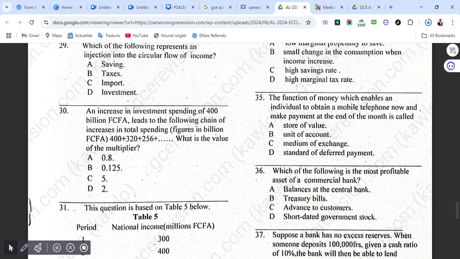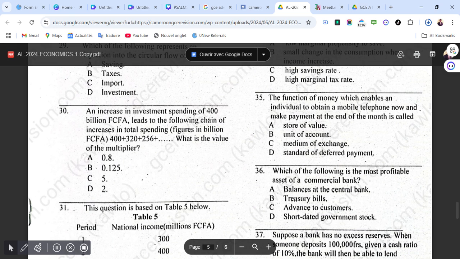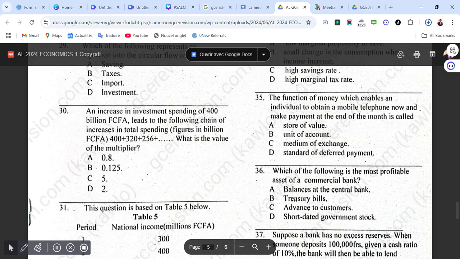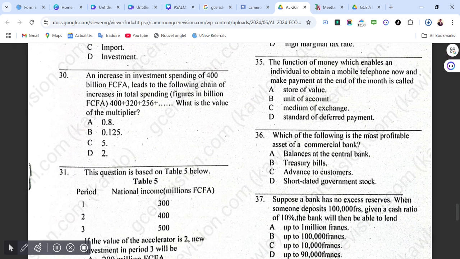30. An increase in investment spending of 400 billion francs leads to the following chain of increases in total spending. Figures in billion francs CFA: 400 plus 320 plus 256 plus... What is the value of the multiplier? The value of the multiplier is A, 0.8.